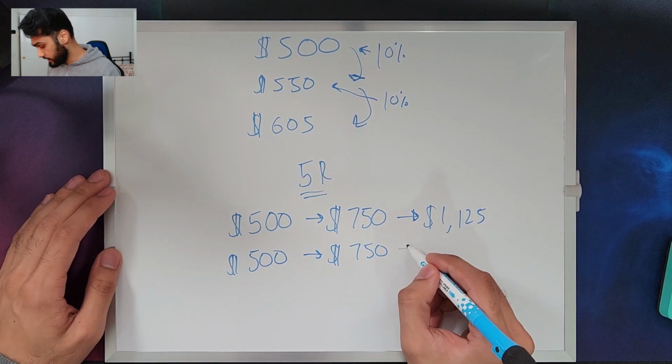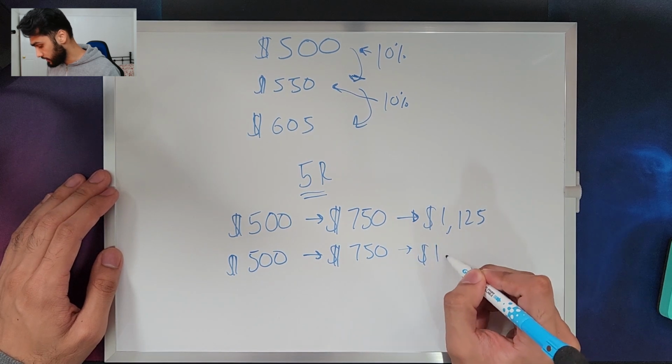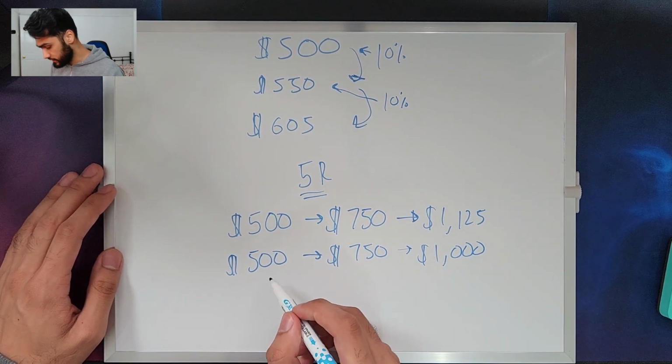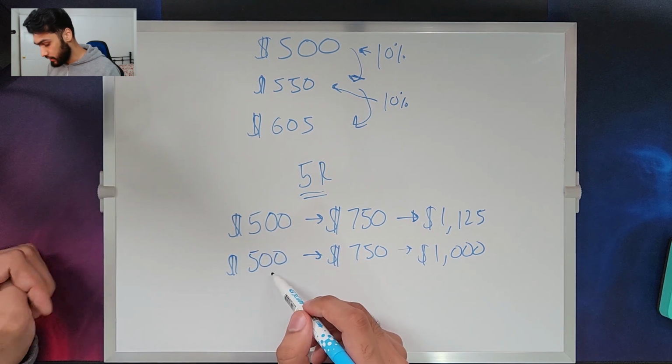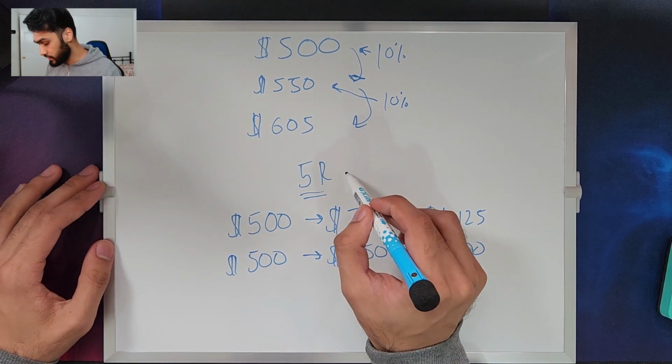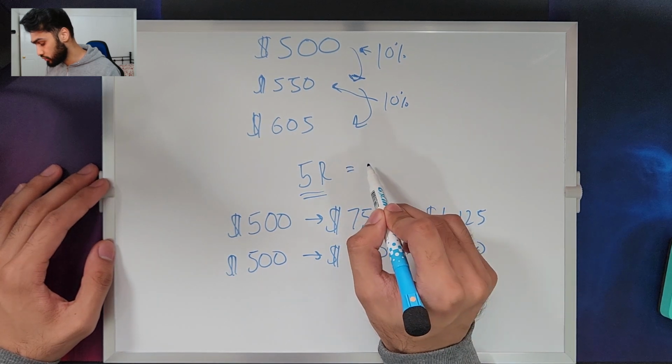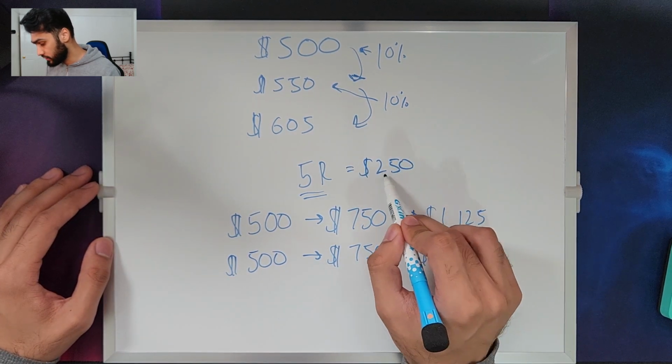and then from there your account balance is going to be $1,000, because you're just risking 10% of the original balance. So you're just risking $50 and you're making 5R, which is equal to $250 per month.